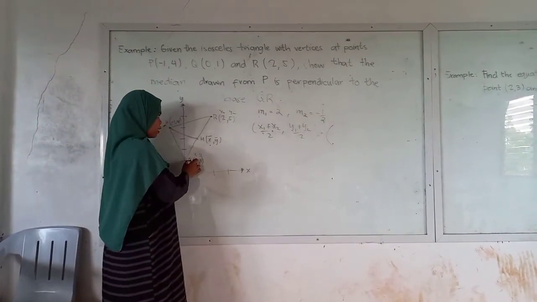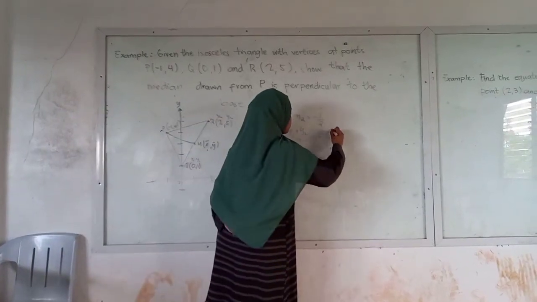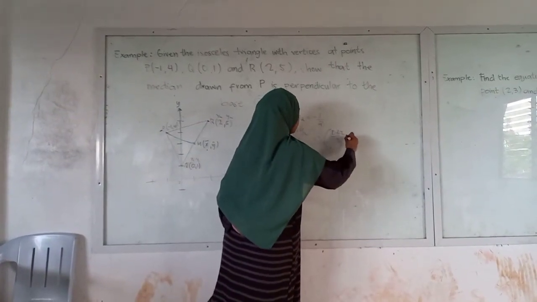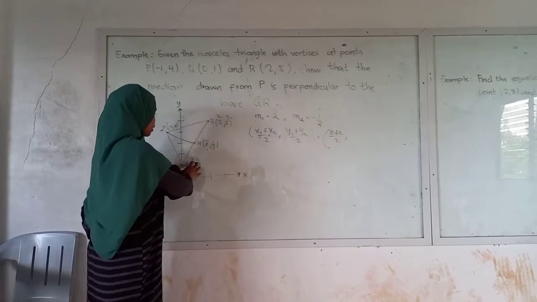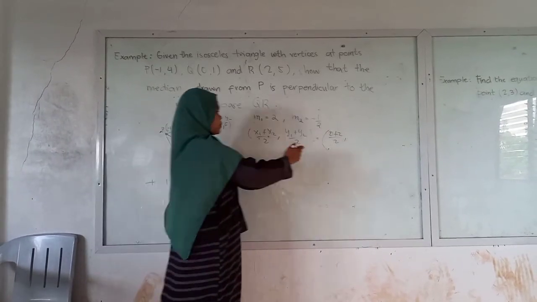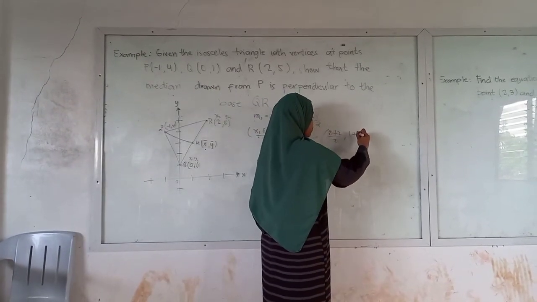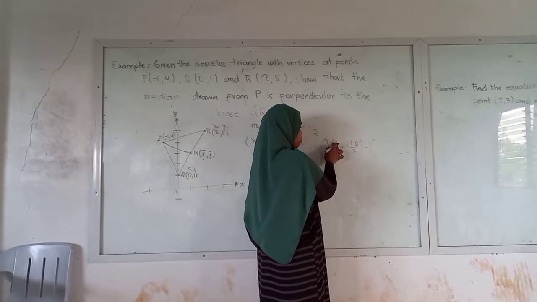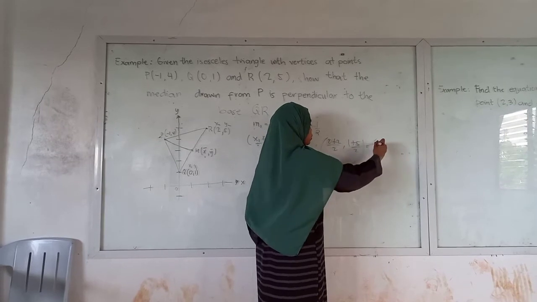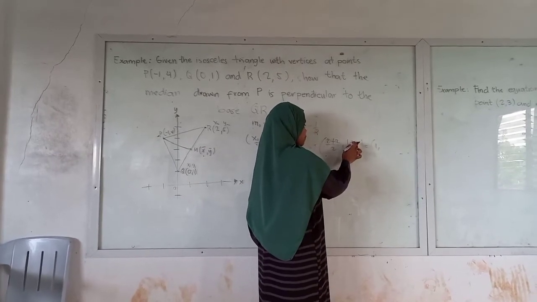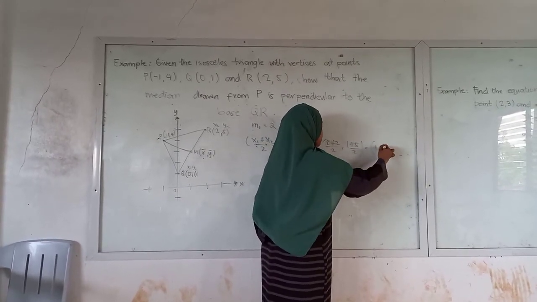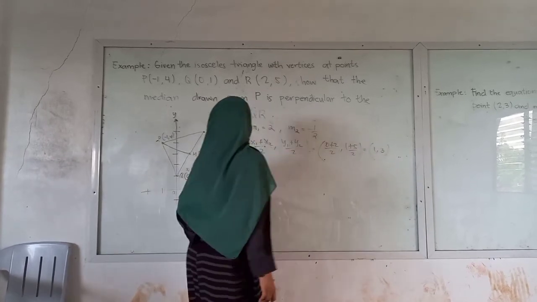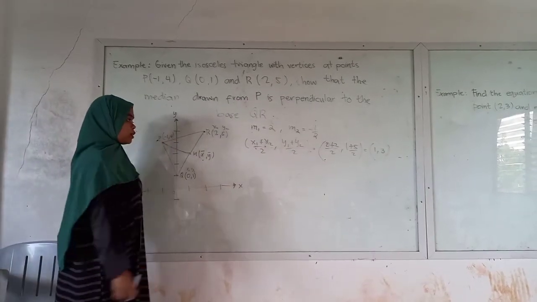So, X sub 1, I have 0 plus 2 over 2. And then, Y sub 1, I have 1 plus 5 over 2. So this is equal to 0 plus 2 is 2 divided by 2, that is 1. 1 plus 5 is 6 divided by 2 is 3. So this is my coordinates for the point L.